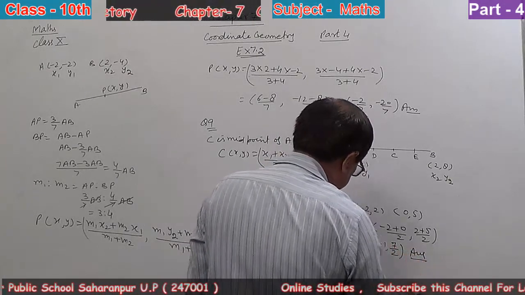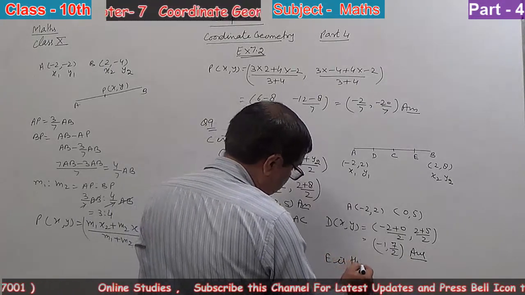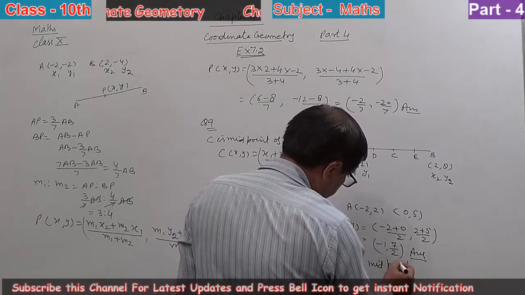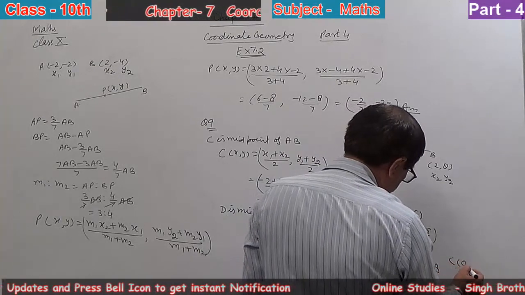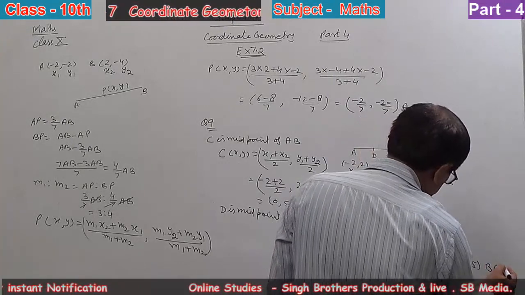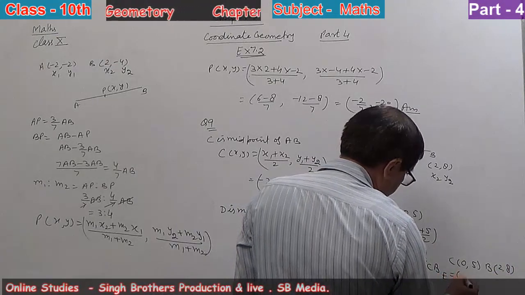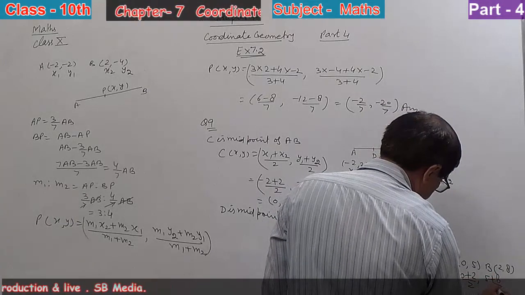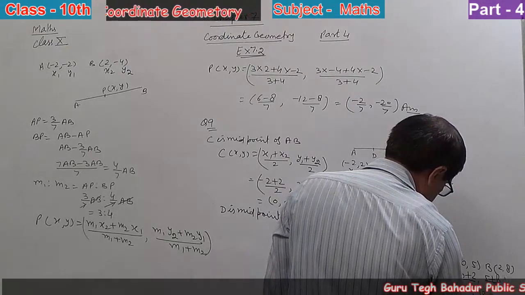Second answer. E is the midpoint of CB. C is (0, 5), B is (2, 8). So E is (0 plus 2) upon 2, (5 plus 8) upon 2. So it will be (1, 13 upon 2).